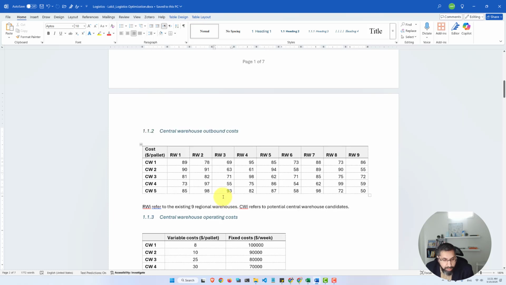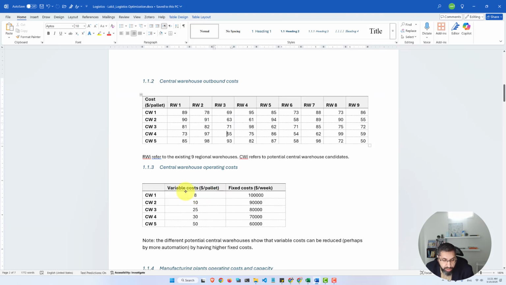Now, when you open up a central warehouse, it's going to cost you something. So each pallet that's processed by a central warehouse has to be received and put away into storage. When it's time to deliver it, it may have to be loaded onto a truck. So you have labor involved, you have equipment involved. So all of that adds to a variable cost of $8 per pallet for warehouse 1 if we open a warehouse here, $2 per pallet for warehouse 2, and so on.